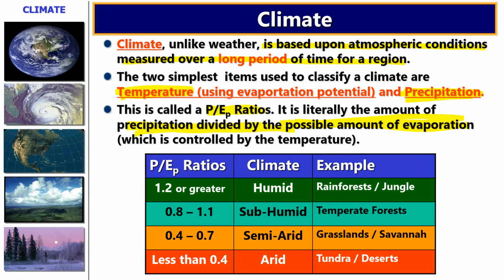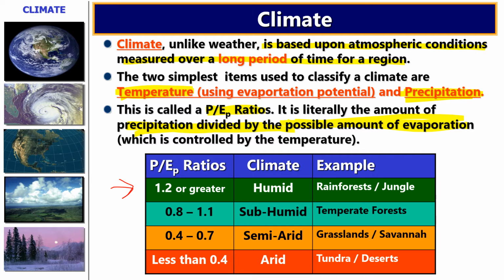Our top box in our PEP ratio is a PEP of 1.2 or greater. That means that you have had way more precipitation than you do evaporation. So your numerator, precipitation, is much higher than your denominator. This would be a humid climate. So 1.2 or greater, you are humid. Examples would be rainforests or the jungle. Rainforests can be warm or cold. For example, there are rainforests in Alaska. There are also rainforests in Costa Rica.